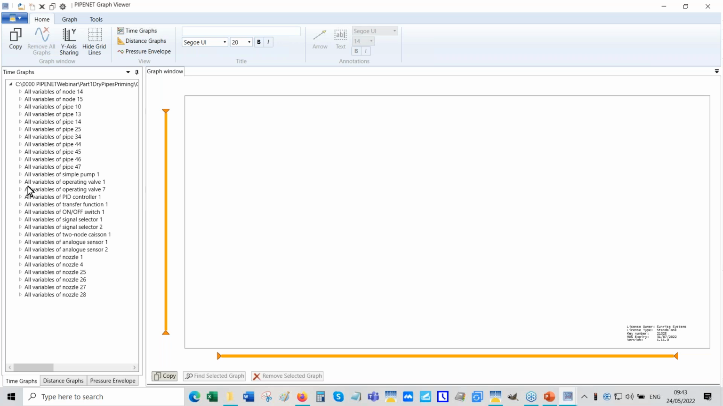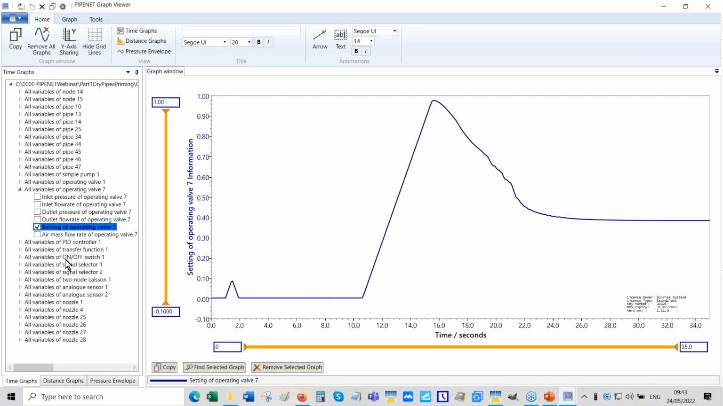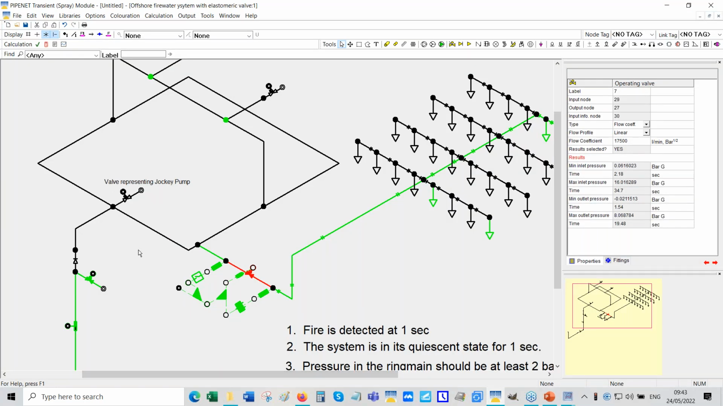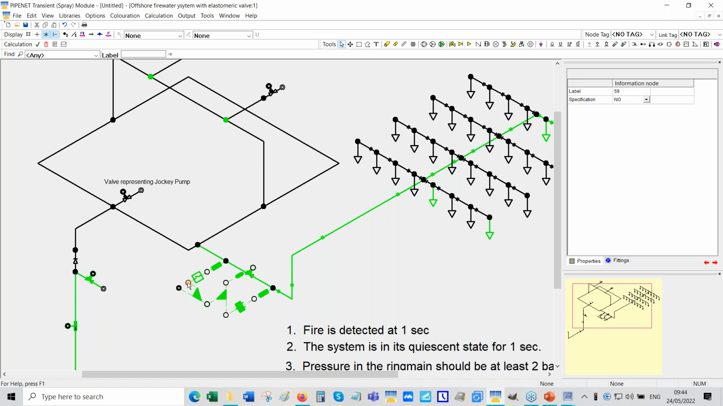Valve 7, where is it? Here we are. So look at this. This is fabulous because you see the firewater ring main is initially at 7 bar, because the jockey pump maintains 7 bar. So after 1 second, the signal switches from here to there, and it sees 7 bar here. So that will become 1.